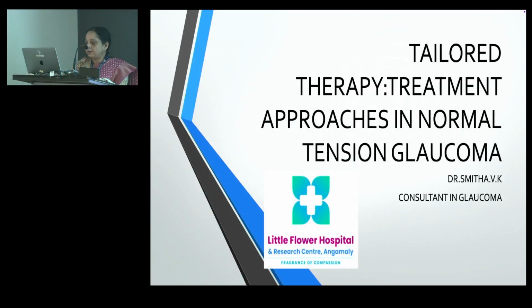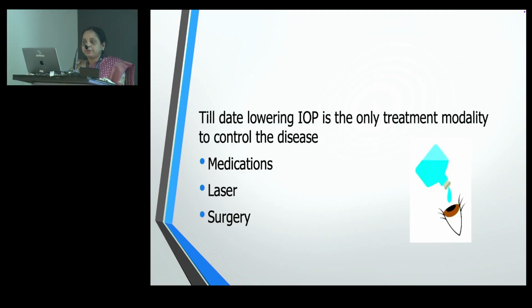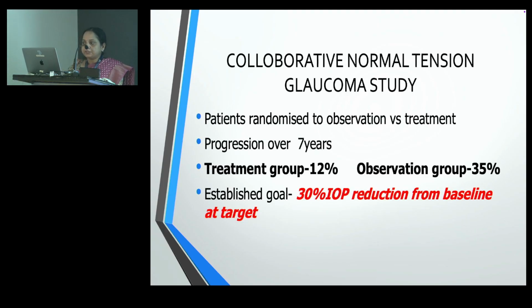Good morning, all. My topic is tailored therapy, treatment approaches in normal tension glaucoma. IOP lowering remains the mainstay of treatment in controlling NTG. It includes medications, laser, and surgery. The Collaborative Normal Tension Glaucoma Study randomized patients to observation versus treatment group, and 30% IOP reduction reduced the progression in the treatment group.